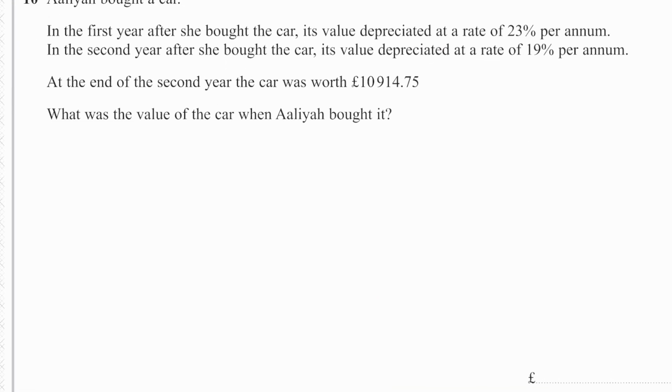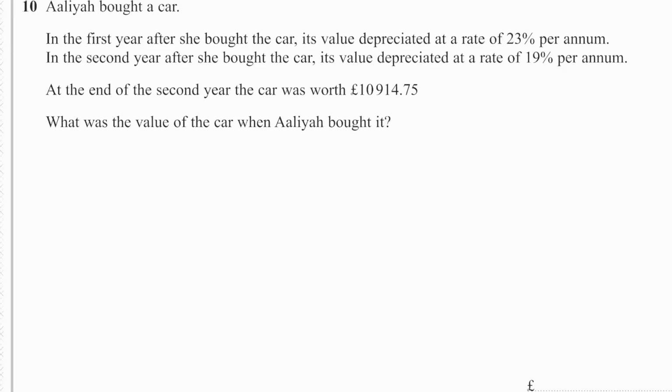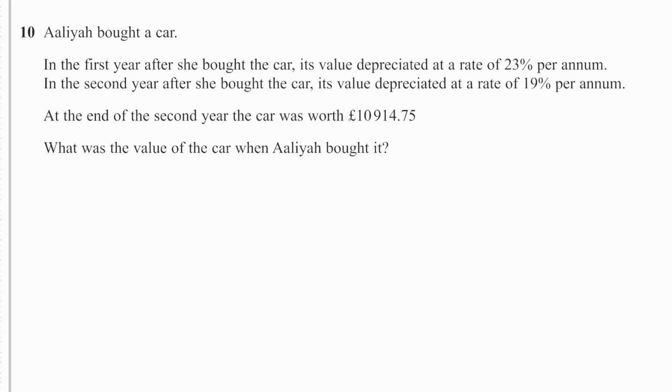Question 10. Alia bought a car. In the first year after she bought the car, its value depreciated at a rate of 23% per annum. In the second year after she bought the car, its value depreciated at a rate of 19% per annum. At the end of the second year, the car was worth £10,914.75. What was the value of the car when Alia bought it? And so essentially, it's just like the percentage appreciation that we saw with the compound interest, but now we need to do it in reverse.